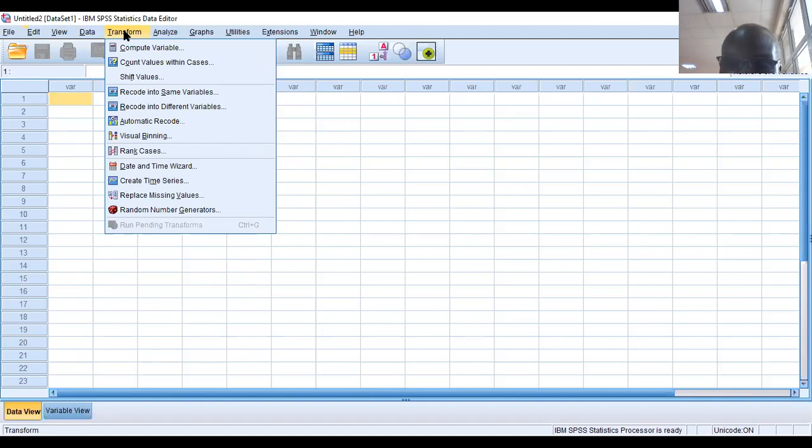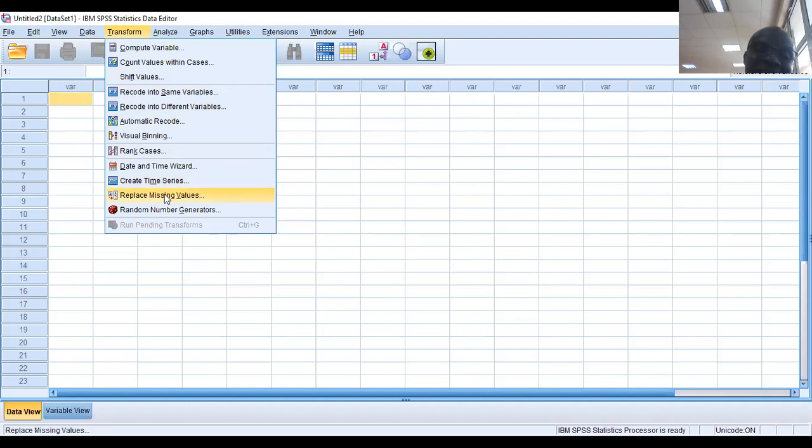Transformation. And under transformation, you mostly deal with only three things. The first one is to compute a variable. The other one is recode variables: recode into the same variable, recode into different variables. These three are key.